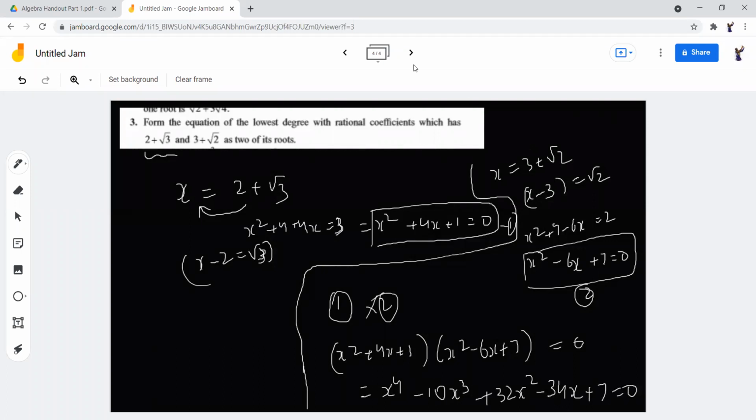So what we have done first is take x equals 2 plus root 3 and write x minus 2 equals root 3, and we square it. Similarly, we do the same for the other root. Now I multiply equation 1 and equation 2, which gives me this one.